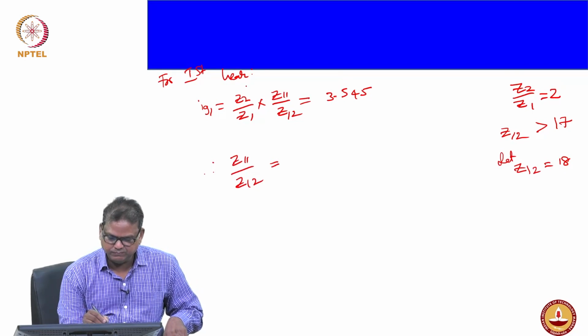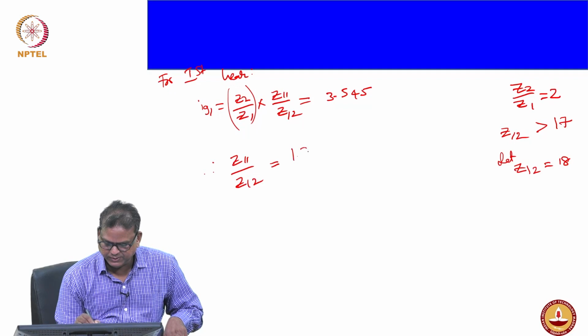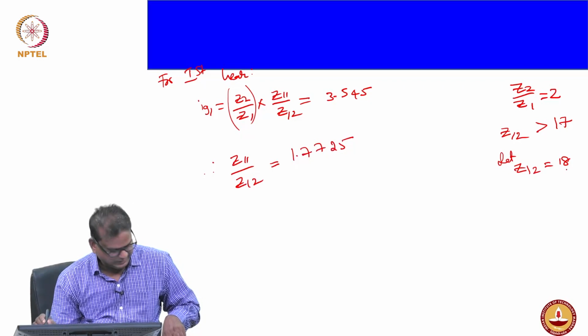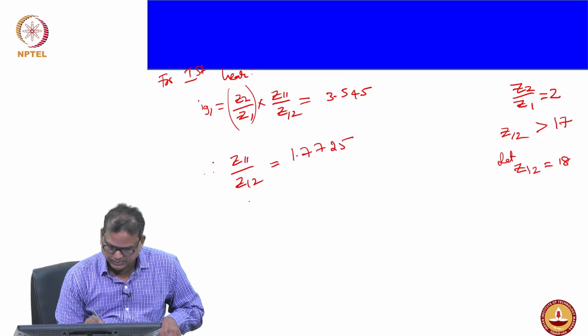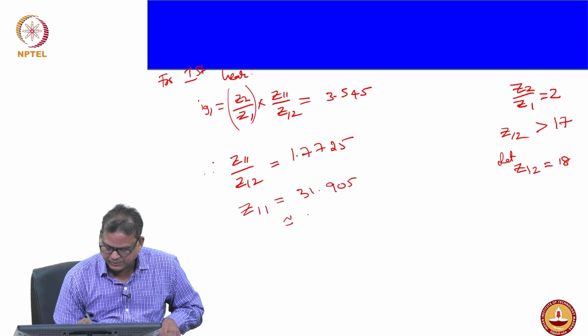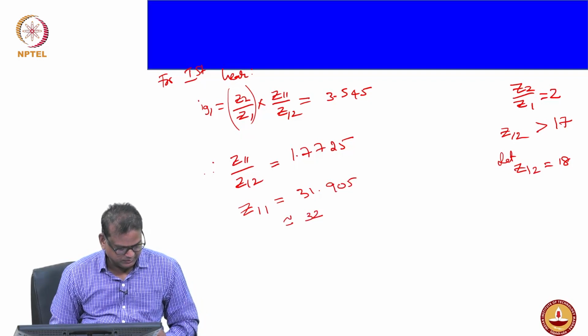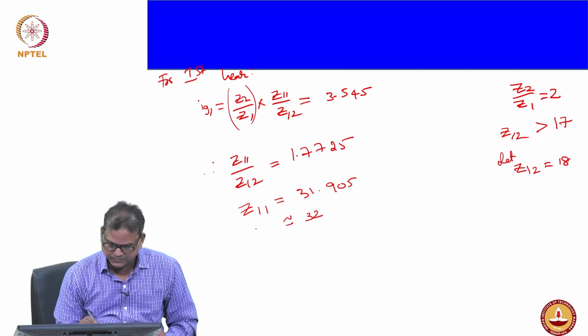I already know this 2. When you substitute, I want to know the ratio between Z11 by Z12. If I do that, it will be 1.7725, and assuming Z12 is 18, when I substitute, Z11 I would expect to be 31.905. Approximately you can take it as 32 for Z11.